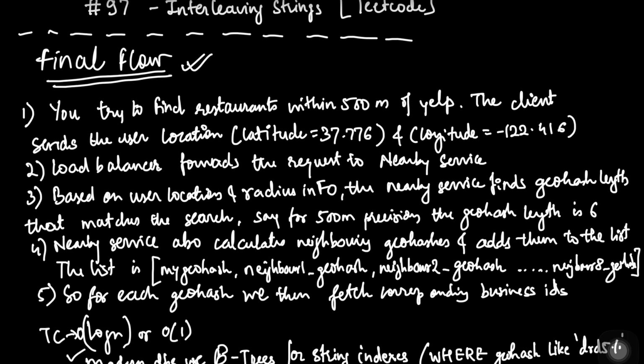Then after that, the nearby service will also calculate the nearby geohashes. This I told you because we would be having the boundary problem. So based on the boundary problem, we also find the neighboring 8 geohashes. Finally we would have 8 plus 1, 9 geohashes, for which we will be finding the corresponding business IDs which are near to them. This will be our first geohash, and the neighboring 8 geohashes will also be added into the list. For every geohash we'll be running this particular query, we'll be getting the businesses, and all the businesses gathered using all these geohashes will be returned to the users.